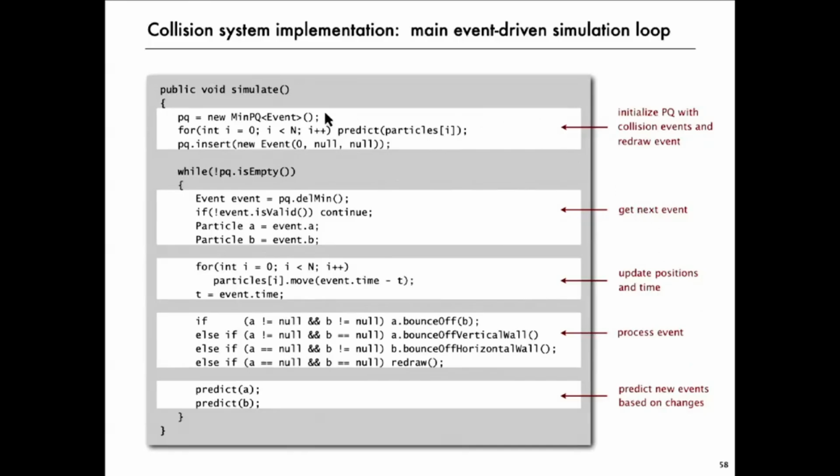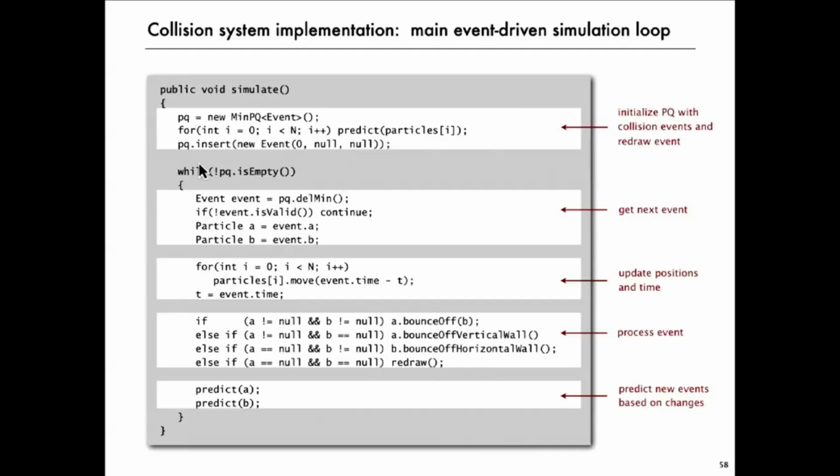First, build the priority queue. Do this prediction for every one of the particles. And then we're also going to put, as the first thing to happen, an event that says redraw everything. That's just a way of making sure that the simulation keeps proceeding. It's an easy way to get things drawn.